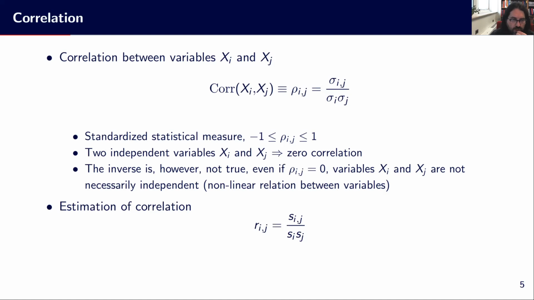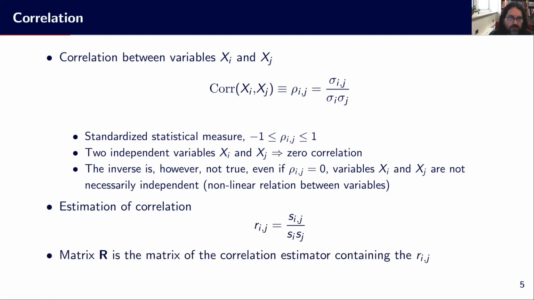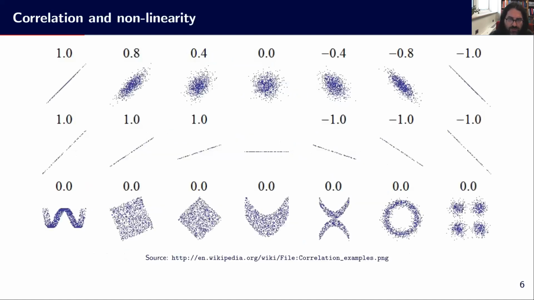And as such, we want to estimate correlation. The estimation of correlation is based on the estimation of covariance. It's basically the same formula, but replacing the real values with the estimations. And we call the matrix big R the correlation matrix estimator, which contains the Rij.